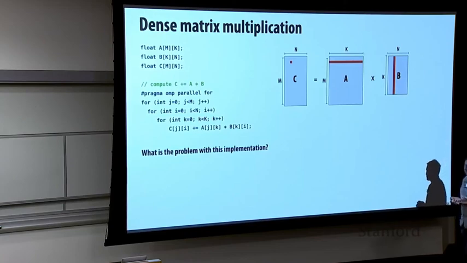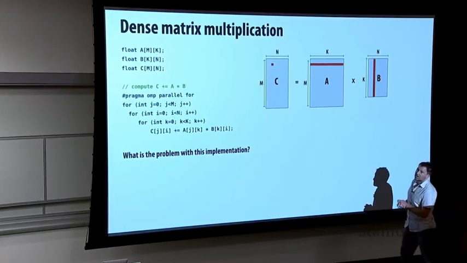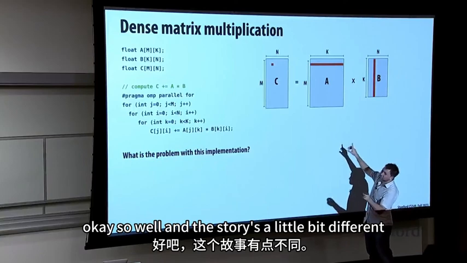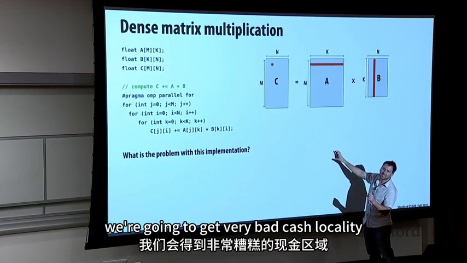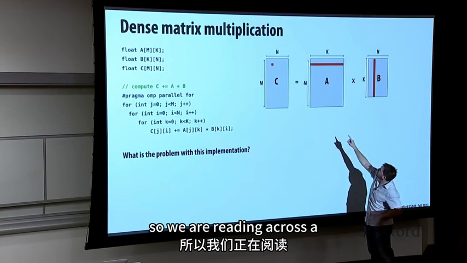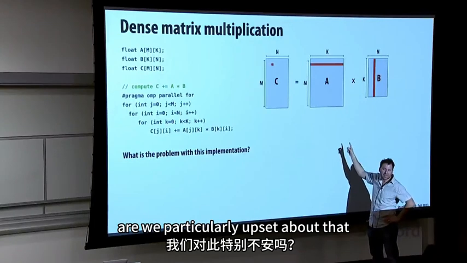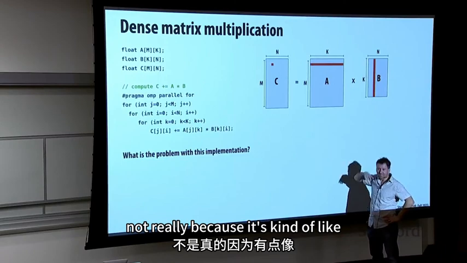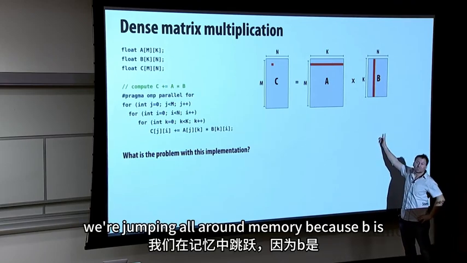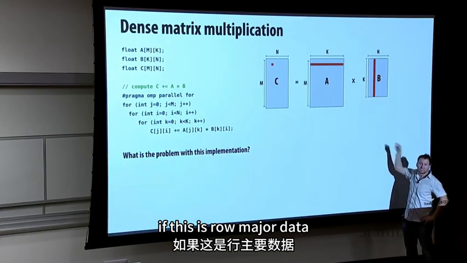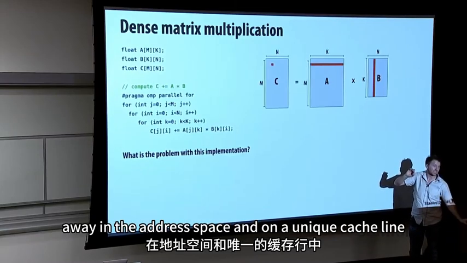Okay, the story is a little bit different. The statement, which I agree with, is we're going to get very bad cache locality. But let's think about that in more detail. We are reading across A, across that row. Are we particularly upset about that? Not really, because it's the most coherent memory access you can make. B, we're jumping all around memory, because if this is row major data, every element you touch is going to be far away in the address space and on a unique cache line.